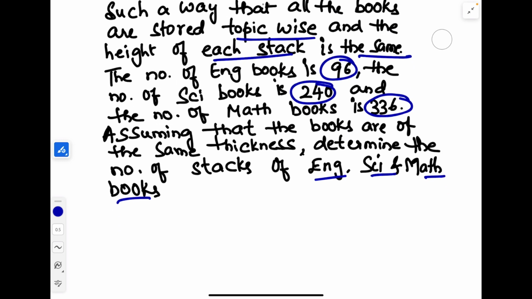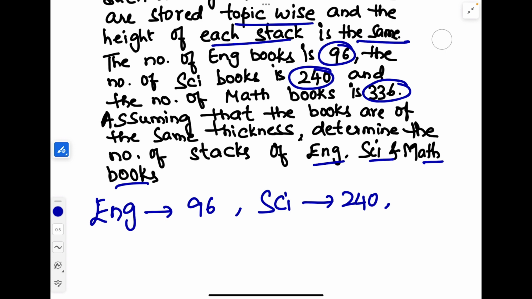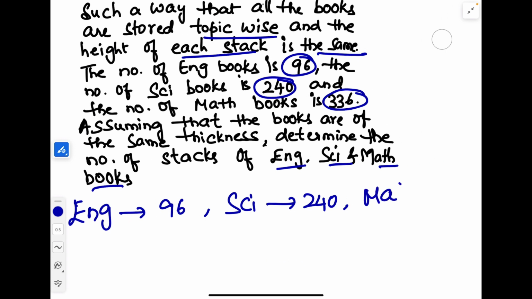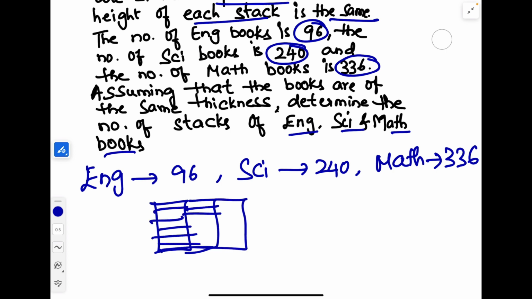So first let us write how many books of each type there are. Subject wise, English we have total 96 books. Science there are 240 books and math 336 books are there. Now we have to arrange them in stacks in such a way that the height is the same. That means the thickness of the book is the same, therefore the height will be the same. So we have to arrange according to the subject.